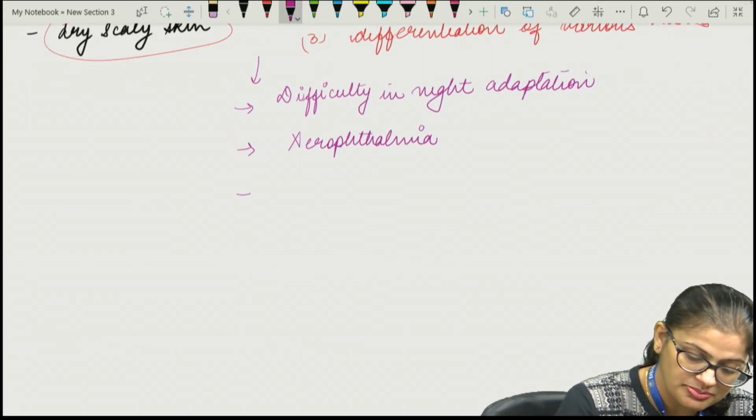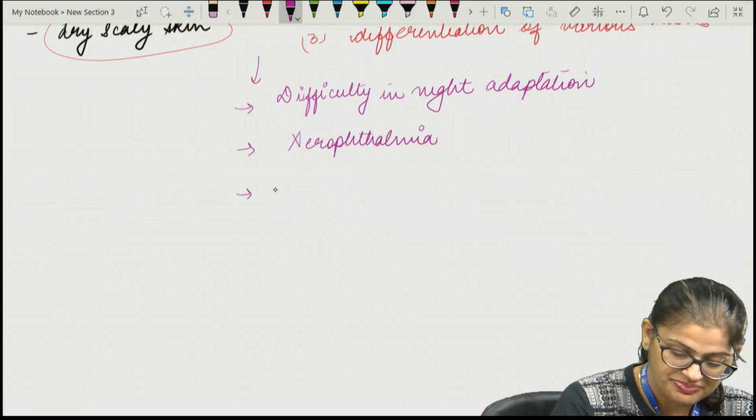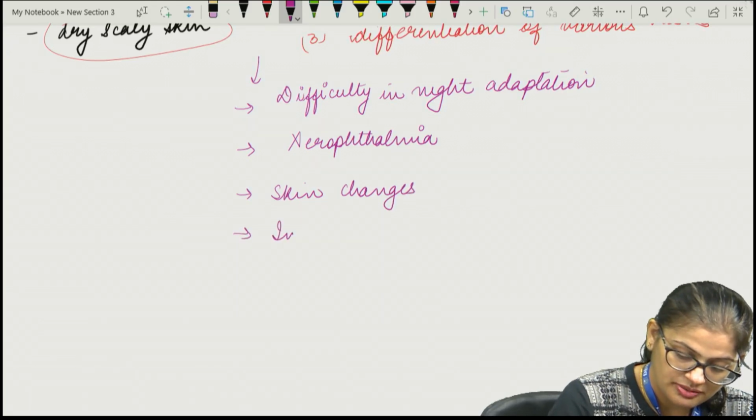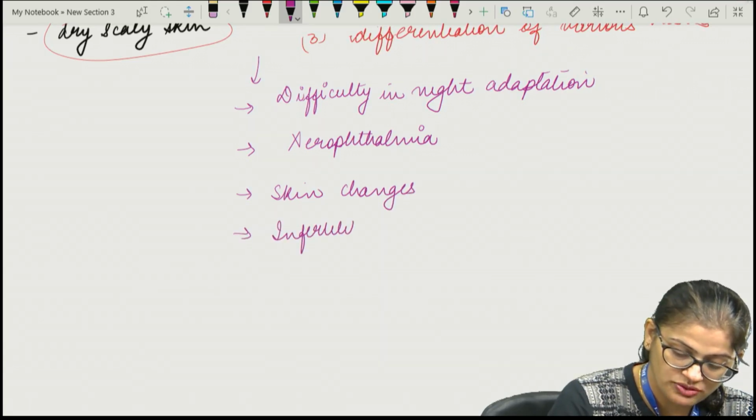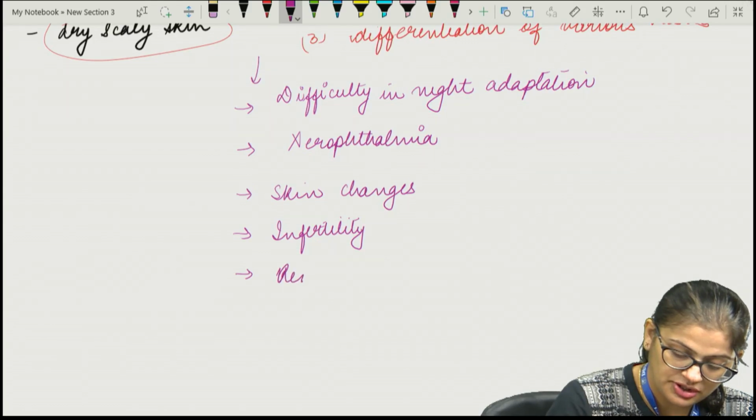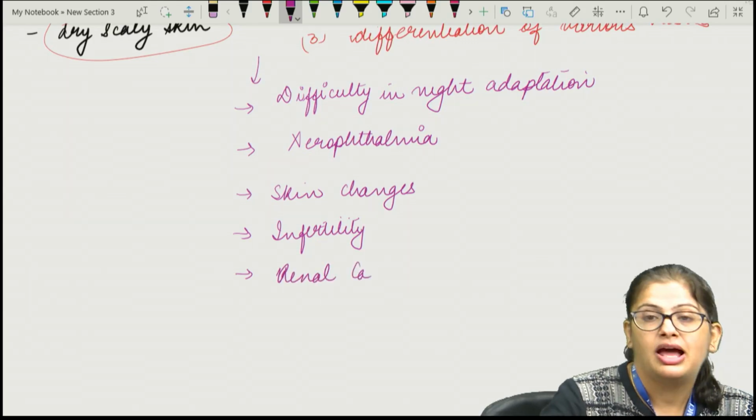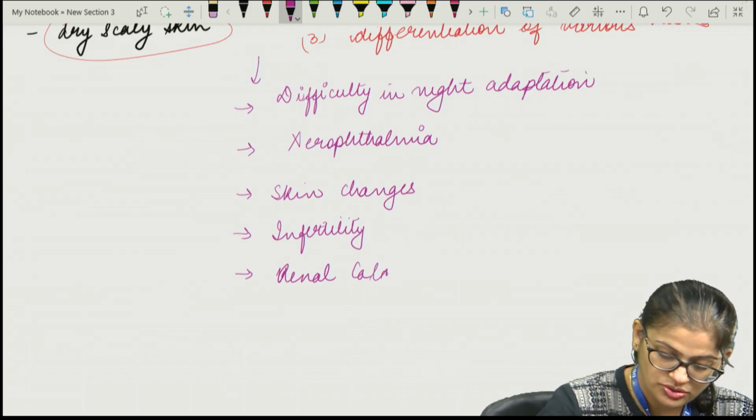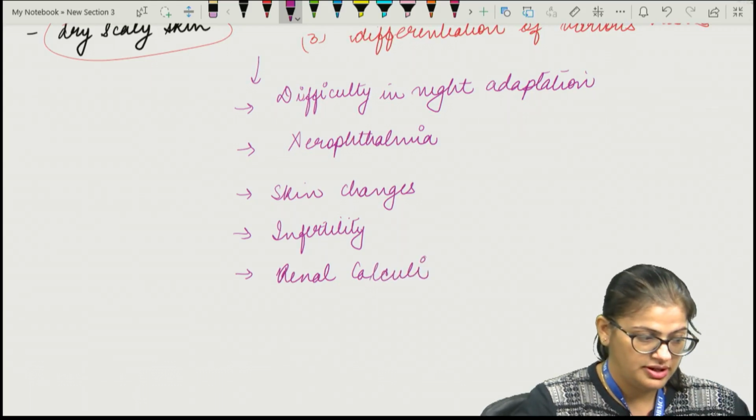Other findings apart from those seen in the eye are skin changes in the form of hyperkeratosis. There may be infertility because vitamin A is also involved in differentiation of various tissues, and there may be formation of renal calculi because absence of vitamin A may cause metaplasia of the epithelium there. So it can also result in renal calculi.